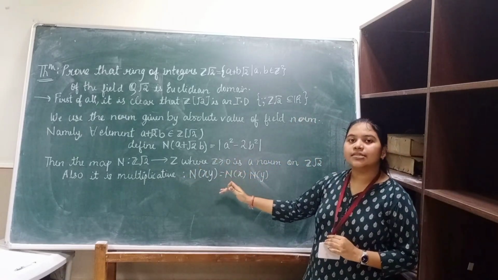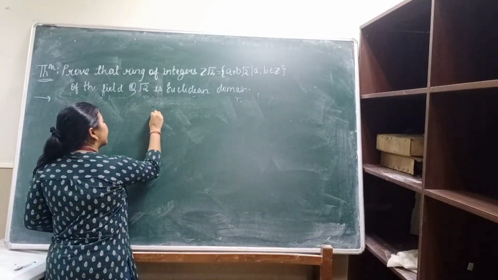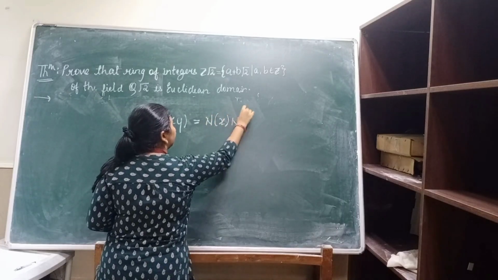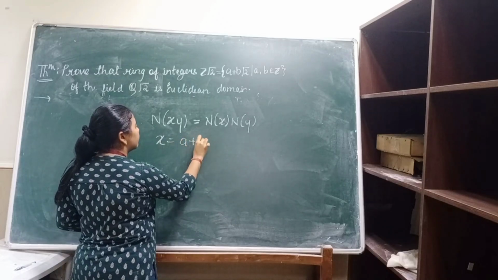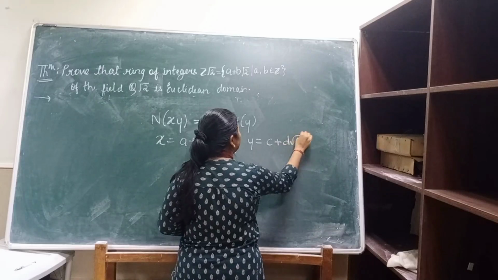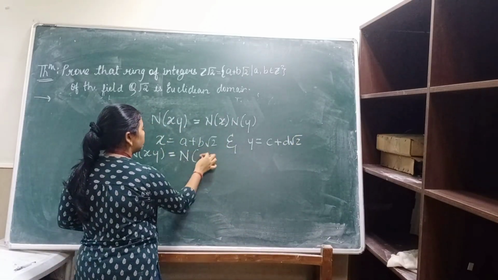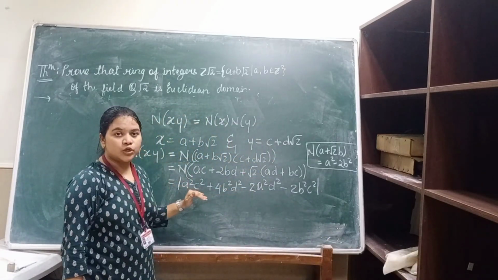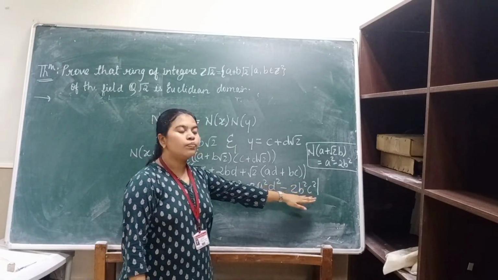Also, it is multiplicative. That is, N(xy) will be equal to N(x) times N(y). Now to show that N(xy) equals N(x) times N(y), we will take two arbitrary elements, x equal to a + b√2 and y equal to c + d√2. So this will be equal to N(xy). Using this property, we can prove that N(xy) will be equal to a²c² + 4b²d² − 2a²d² − 2b²c².